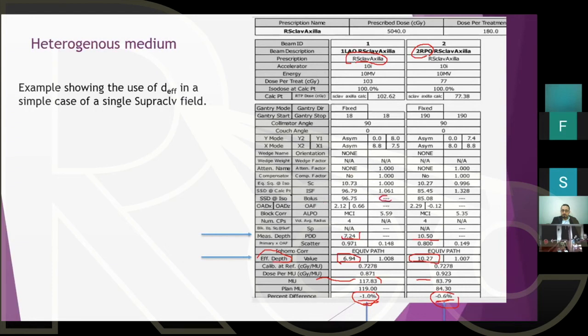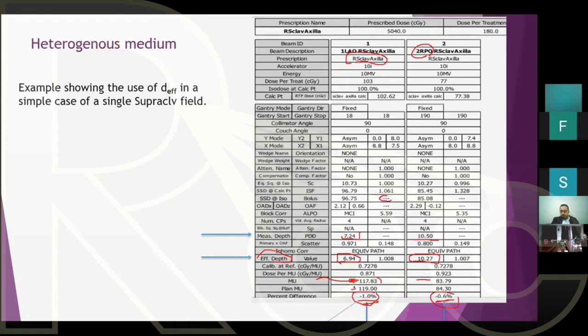You have the SSD at isocenter, and you also have the SSD at the calculation point. They're almost the same because it's almost the same point. So even with a simple case of a supraclav field, you have this 1% discrepancy. What you should keep an eye on is that your MU check will give you less monitor units than your plan. Your plan is always compensating for the presence of air, for the presence of heterogeneities, and for the presence of contour.